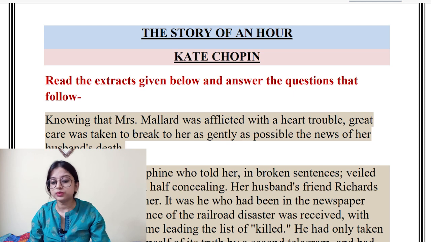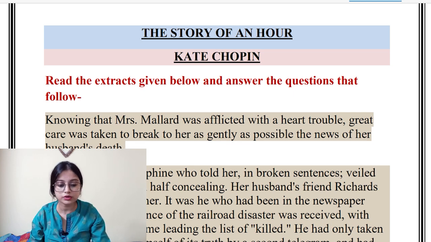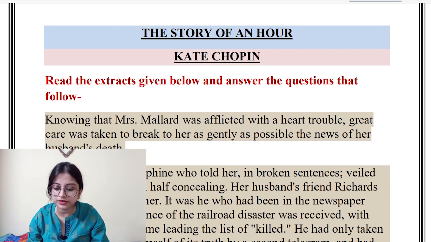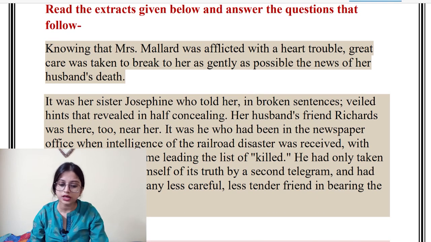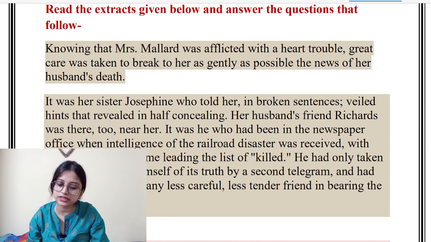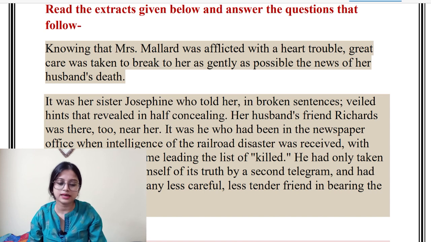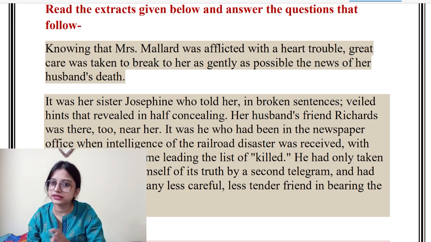Knowing that Mrs. Mallard was afflicted with a heart trouble, great care was taken to break to her as gently as possible the news of her husband's death. It was her sister Josephine who told her, in broken sentences, veiled hints that revealed in half concealing. Her husband's friend Richards was there too, near her. It was he who had been in the newspaper office when intelligence of the railroad disaster was received, with Brently Mallard's name leading the list of the killed. He had only taken the time to assure himself of its truth by a second telegram, and had hastened to forestall any less careful, less tender friend in bearing the sad message.